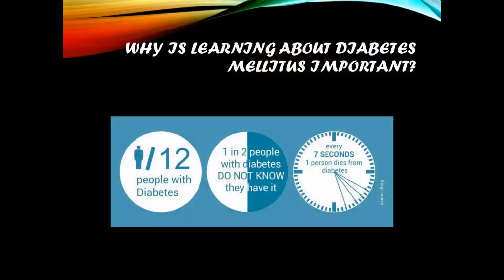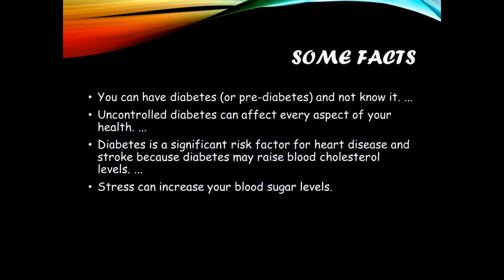So why is learning about diabetes mellitus important? Basically, 1 in 12 people have diabetes, and 1 in 2 people with diabetes do not even know that they have it. And every 7 seconds, 1 person dies from diabetes. A few more facts: you can have diabetes or pre-diabetes and not know about it. Uncontrolled diabetes can affect every aspect of your health. Diabetes is a significant risk factor for heart disease and stroke, because diabetes may raise blood cholesterol levels, and stress can increase your blood sugar levels.